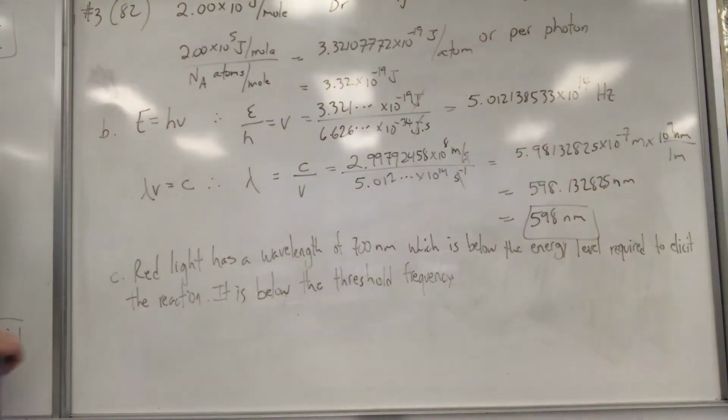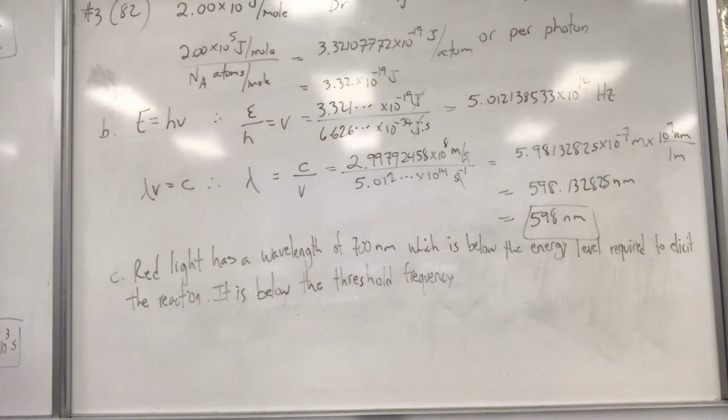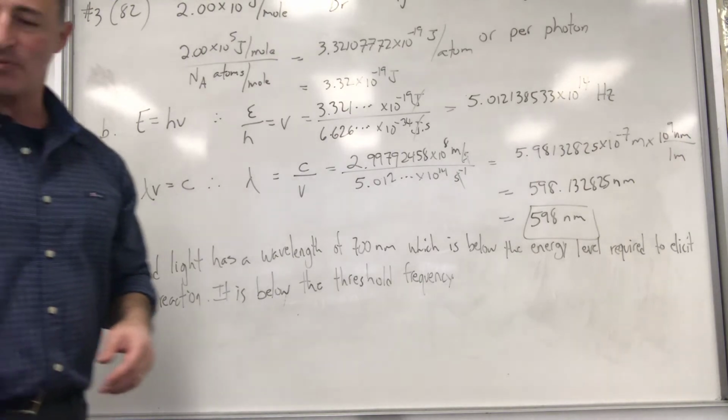So the answer to part C is red light has a wavelength of 700 nanometers, which is below the energy level required to elicit the reaction, as it is below the threshold frequency. So the photons are just not energetic enough to cause that reaction to happen, so you can safely expose the film to that light without changing the amount of exposure.